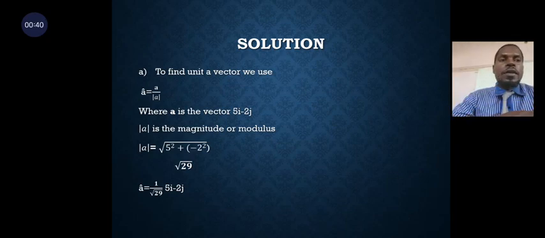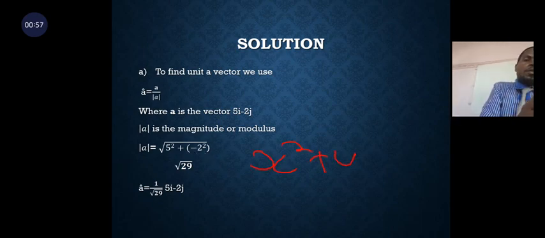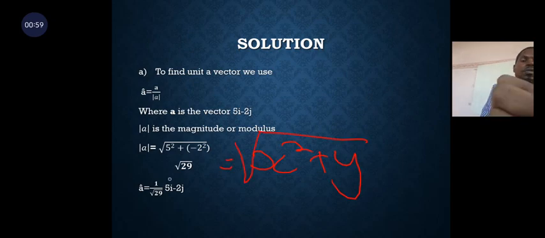And how do you find the magnitude of a vector? You can see here we have 5i minus 2j. All of them are in the x and y axes. So the modulus or the magnitude is calculated by taking x squared plus y squared, then finding its square root. This is how we find the magnitude of the vector.